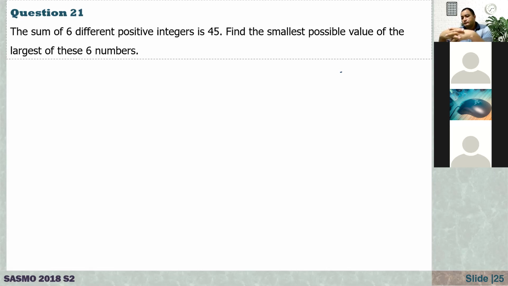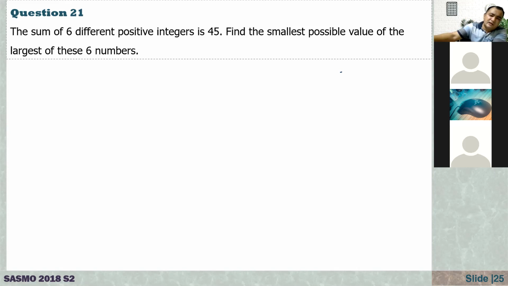We have 6 different positive integers, and the sum of these numbers is 45. And they are all different numbers. The question is, what is the smallest possible value of the largest of these 6 numbers? The answer is 10.